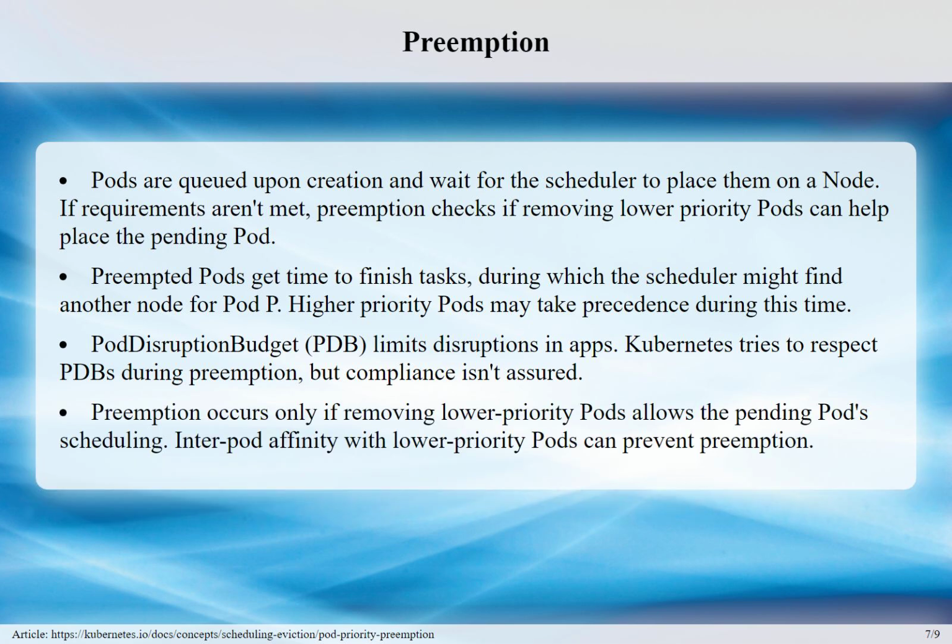Interpod affinity. Preemption considerations: nodes are only preempted if removing lower priority pods allows the pending pod's scheduling. Affinity rules: if the pending pod has affinity with lower priority pods, they can't be eliminated, meaning preemption won't be applied, and the scheduler searches for another node.